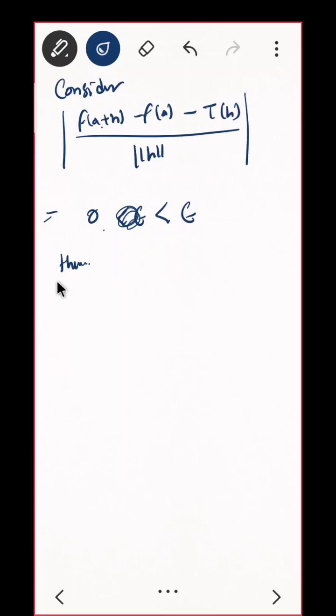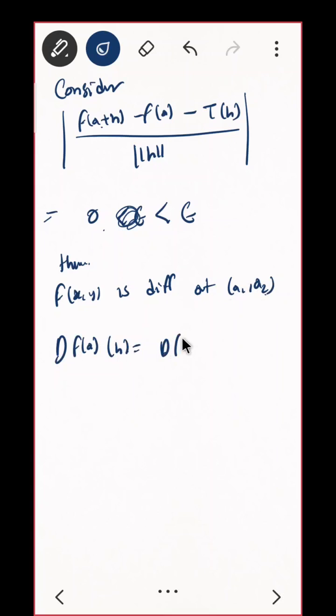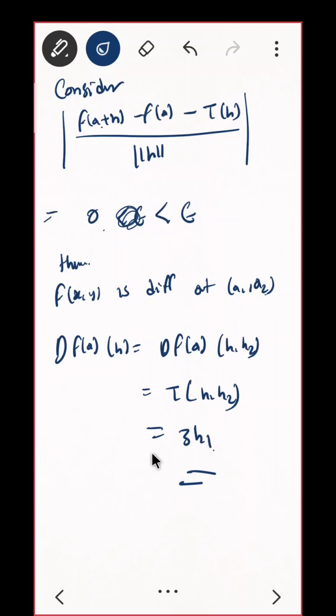Hence, f of xy is differentiable at which point? E1, E2. And what is the derivative? df of e at h, that is equal to df of e at h1 h2, that is equal to what? T of h1 h2, that is equal to 3h1. Is that okay? So this is my derivative. So what can you say? The function is differentiable.